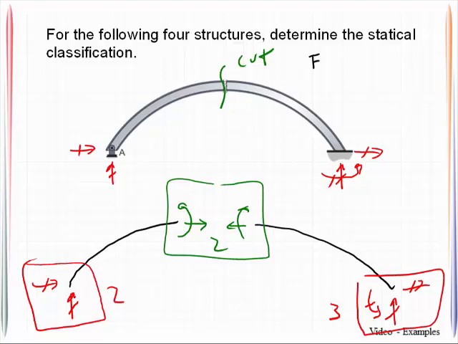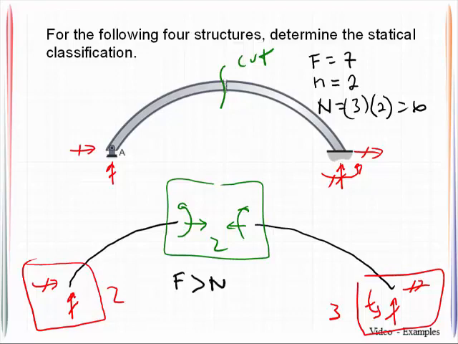So the total of unknown forces, count them up, we get 7. The number of structural parts, since we made 1 cut, gives us 2 parts, and the total number of equations of equilibrium would be 3 equations multiplied by 2 parts. That is equal to 6. So in this case F is greater than N, so that means we are statically indeterminate. 7 minus 6 means that we are statically indeterminate to the 1st degree. So we are stable and statically indeterminate to the 1st degree.